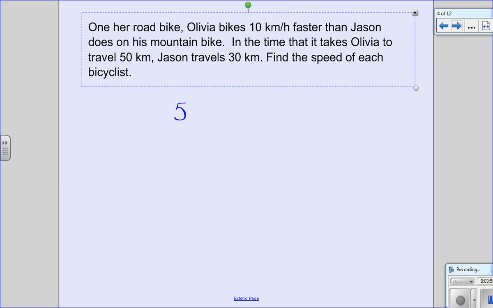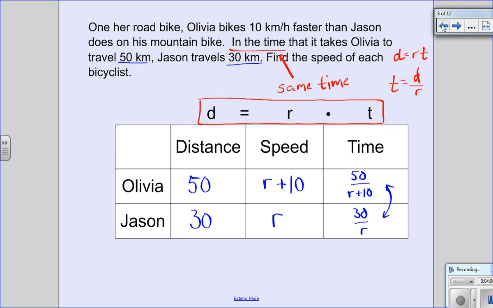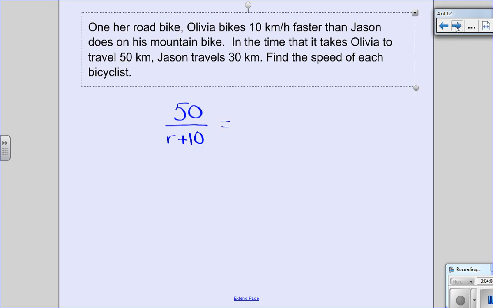50 over R plus 10 is equal to 30 over R. Now I have Jason's and Olivia's time equal to each other. And now that I have an equation, I can begin to solve this. Let's first of all make sure we know what R stands for. R is their speed or their rate.